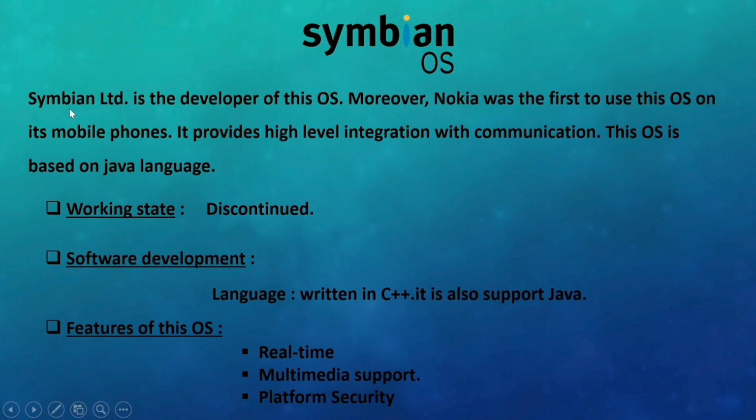Then the Symbian OS. Symbian Ltd is the developer of this OS. Moreover, Nokia was the first to use this OS on mobile phones. It provides a high-level integration with communication. This OS is based on Java language. Its working state is discontinued. Software development: it is written in C++. This also supports Java. Features of this OS are real-time operating system, multimedia support, and platform security.